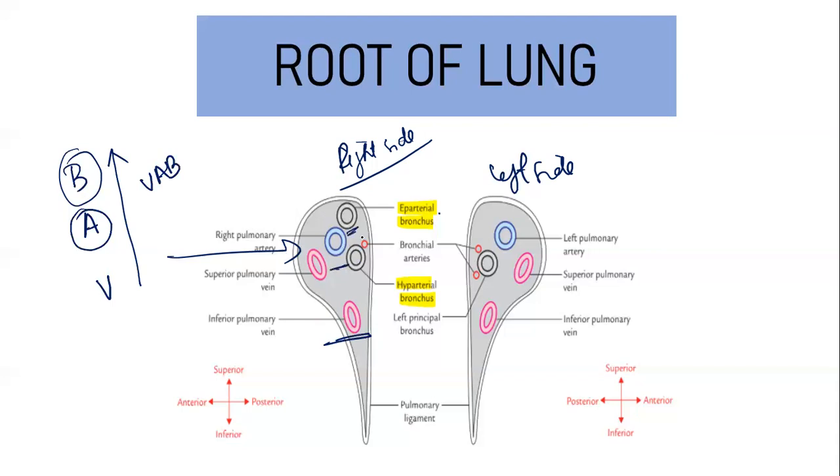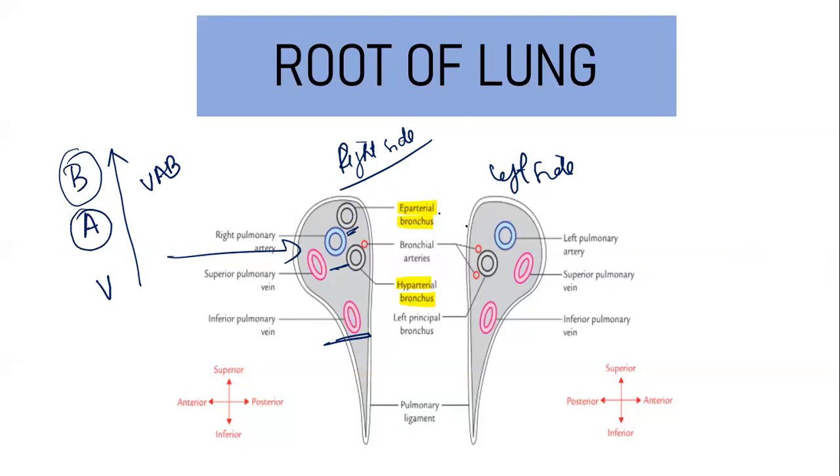But what happens on the right side is the bronchus divides into 2, right? So this is the pulmonary artery. The bronchus above the pulmonary artery and the bronchial artery is the epiarterial bronchus, and the bronchus below the pulmonary artery and the bronchial artery is called the hyparterial bronchus. Whereas if you take the left lung, yes, it follows the same thing.